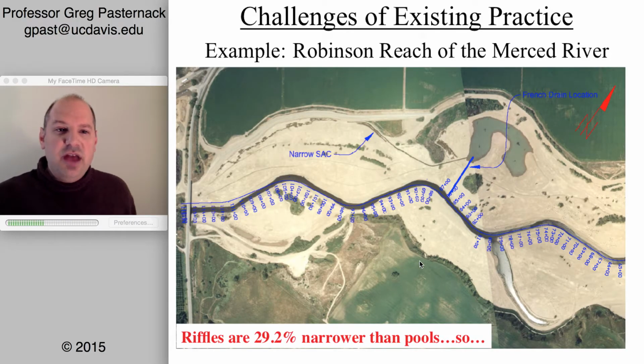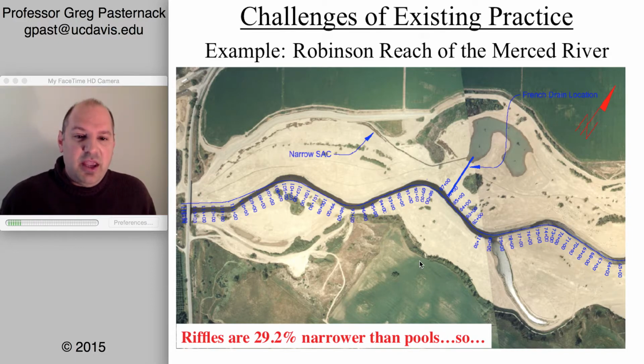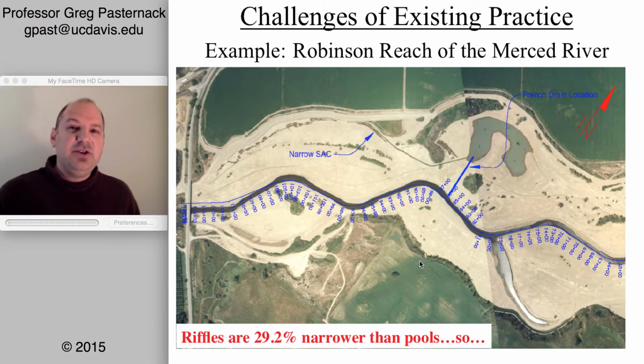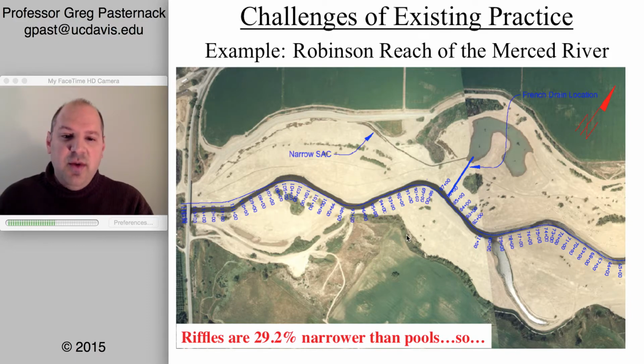Okay, let me show you another example. This is the Robinson Reach of the Merced River in the San Joaquin Valley of California. This is a case where they wanted to design the riffles to be fast enough to support anadromous Pacific salmon spawning, which means it has to have velocities of like 2 to 3 feet per second. But given the river, the only way they could do that was to constrict it. By decreasing the width for a given slope, then they were able to focus the flow and create higher velocities.